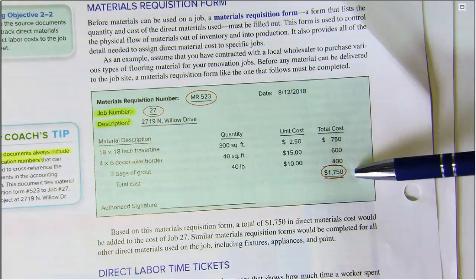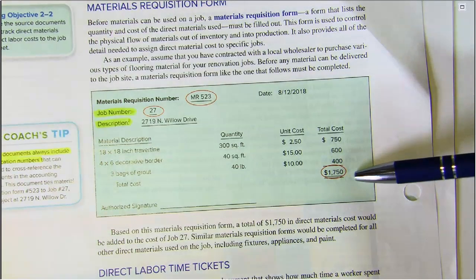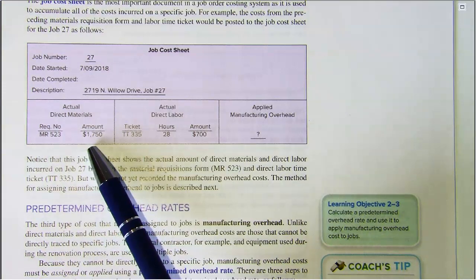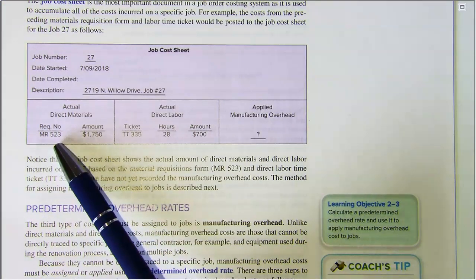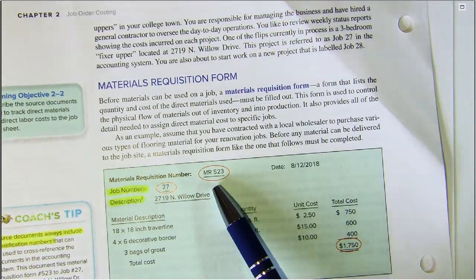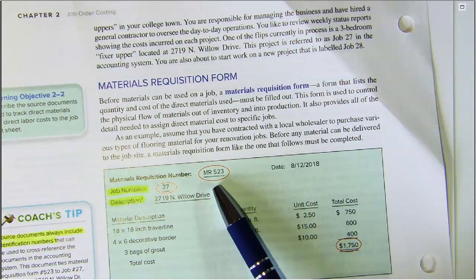When we add those total costs together for the materials, it would be $1,750. And that amount goes onto our job cost sheet. There's the reference number, which indicates the materials requisition form, so that we can trace them back and forth.